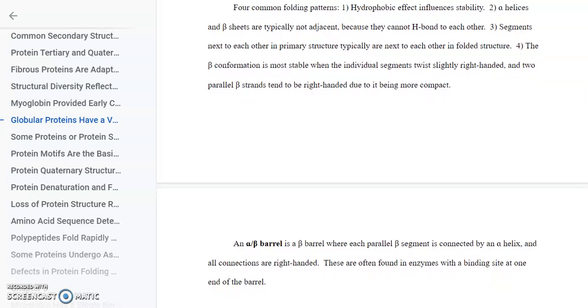4 common folding patterns. 1. Hydrophobic effect influences stability and the entropic effect. 2. Alpha helices and beta sheets are typically not adjacent because they cannot hydrogen bond to each other. 3. Segments next to each other in primary structure typically are next to each other in folded structure. 4. The beta conformation is most stable when the individual segments twist slightly right-handed, and 2 parallel beta strands tend to be right-handed due to it being more compact.